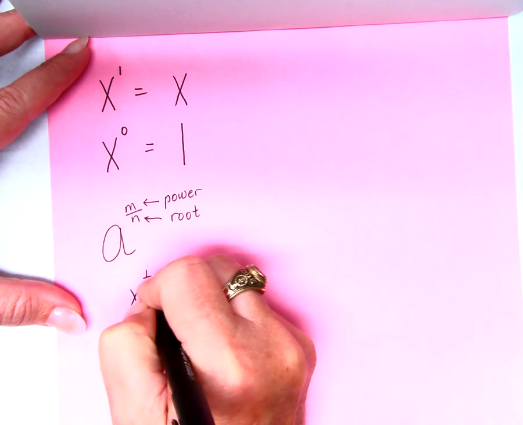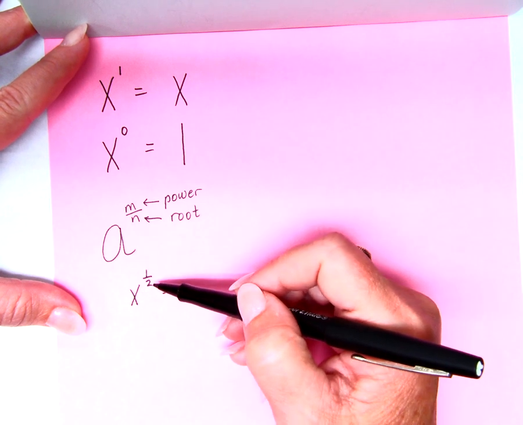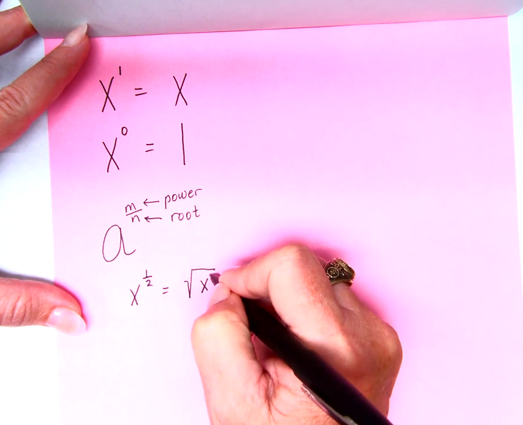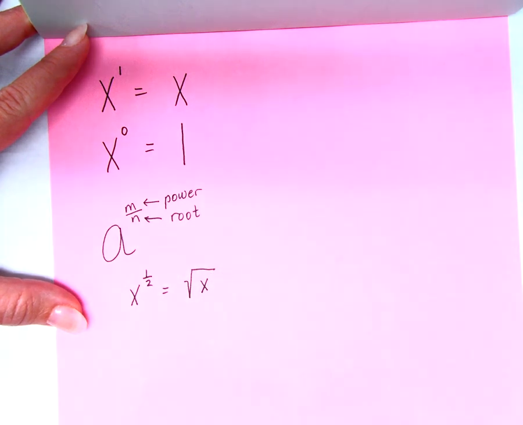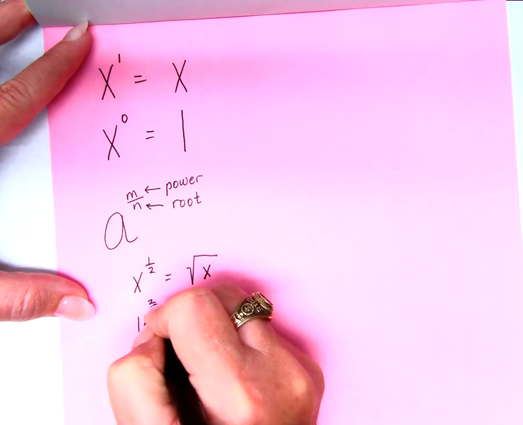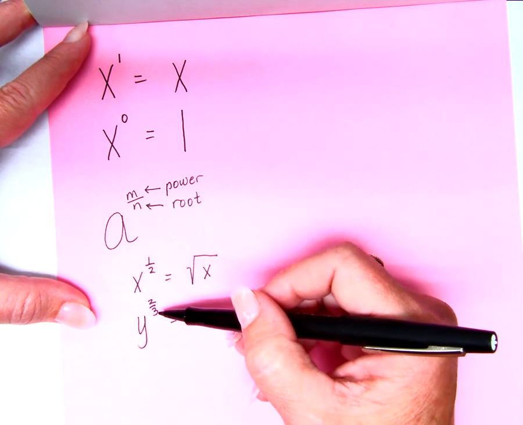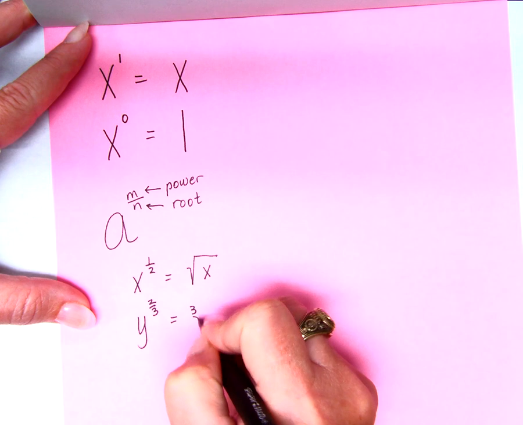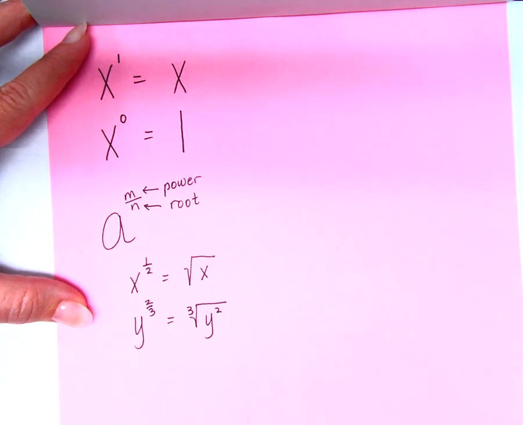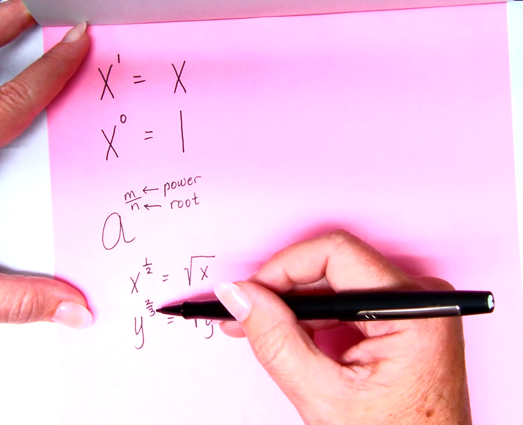X to the 1/2 power, it's x being raised to the first power, but what root? That means I am taking the square root of x to the first power. Does that make sense to you? If I say y to the 2/3 power, it's y to the second power, but what root? The cube root of y squared. Does that make sense? The numerator is the power, the denominator is the root.